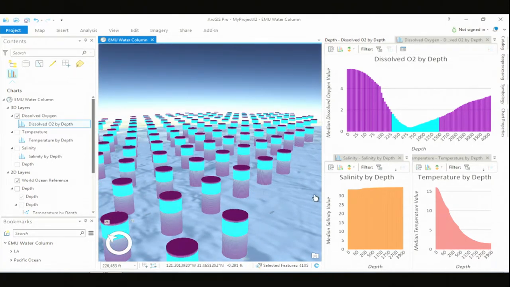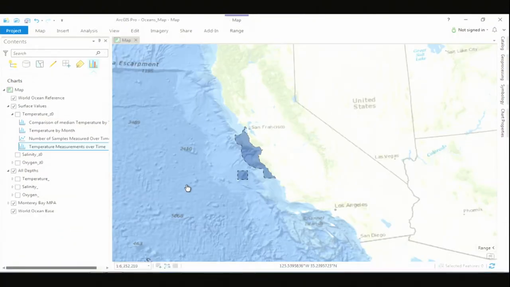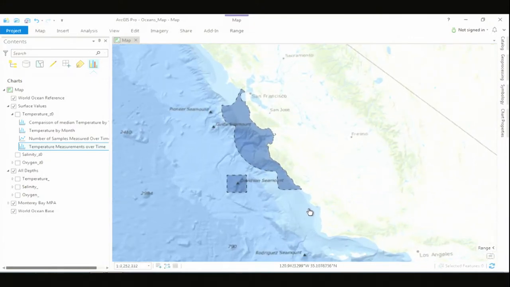So now that we have a better understanding of ocean chemistry over space and depth, let's take a look at some ways that we can explore variations over time. To do this, let's take a look at the Monterey Bay Marine Protected Area. Marine protected areas are put in place to protect marine diversity, habitats, and ecosystems. Measuring and monitoring water quality are crucial for research, maintenance, and protection of these precious resources.